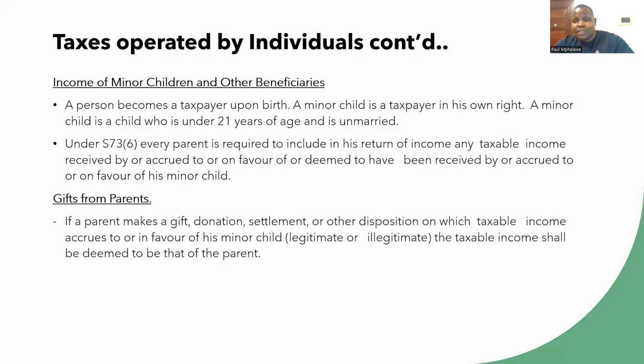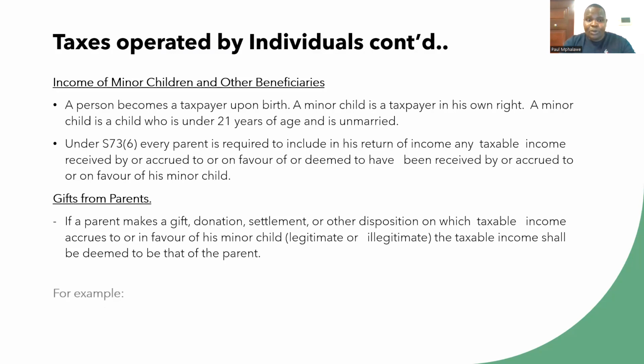So if a parent makes a gift or a donation or a settlement or other disposition on which taxable income accrues to or in favor of his minor child, legitimate or illegitimate, the taxable income shall be deemed to be that of the parent. The government is trying to come up with this law to make sure that there's no tax evasion, to stop one saying, oh, but I give this child a gift and have to deduct on my tax payments as a parent. No, the government says that one is going to be taxed in the hands of the parent.